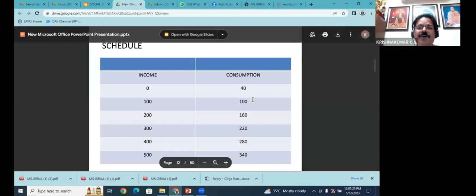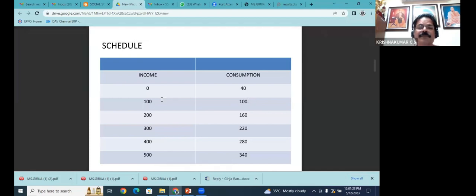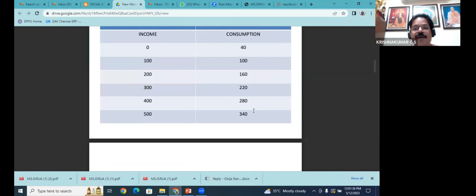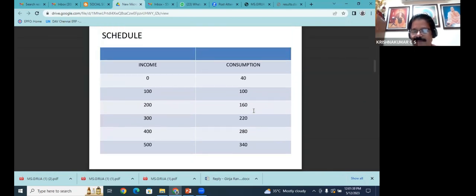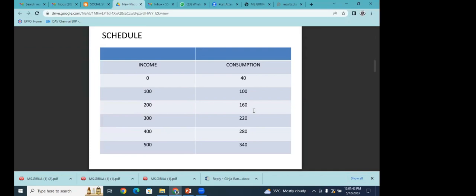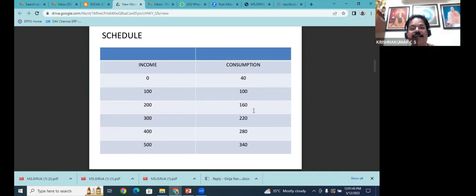What do you call this point? Can you tell me? The point at which consumption and income are equal? Break-even point. Very good. And you can see that here, income increases, but consumption is increasing at a lower proportion, because there will be saving. For example, 100 to 200, but 100 to 160 here. 200 to 300, but 160 to 220. So it increases at a lower proportion. It's because the saving element is there.